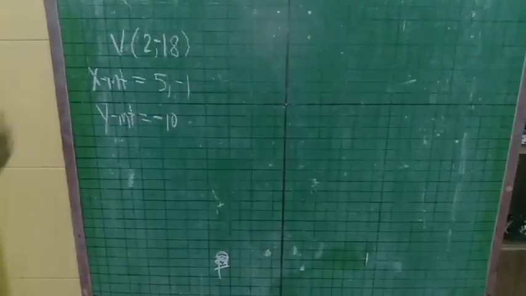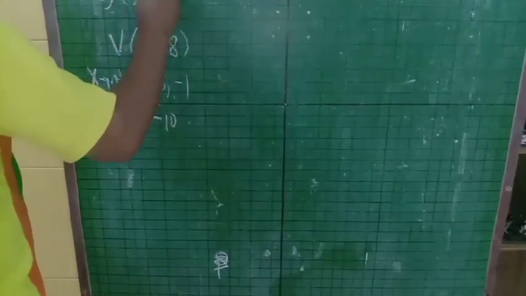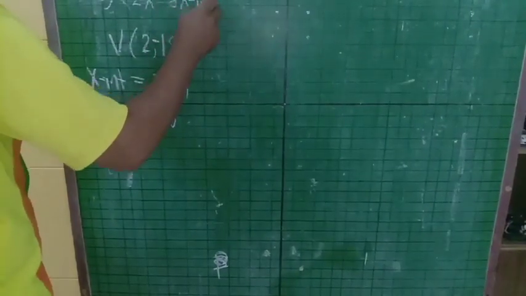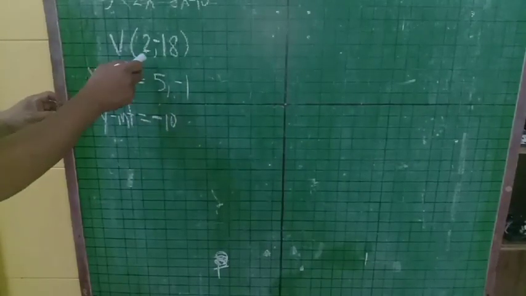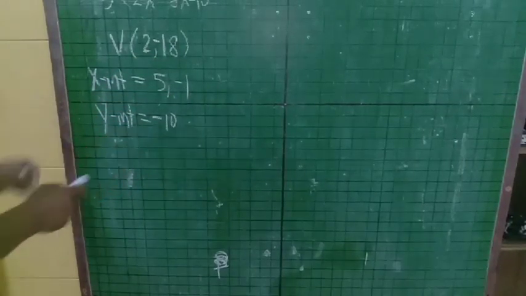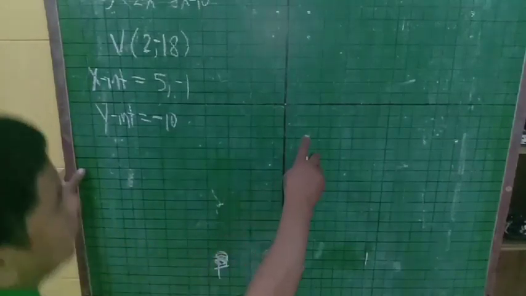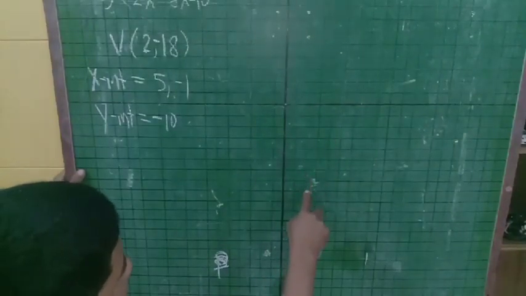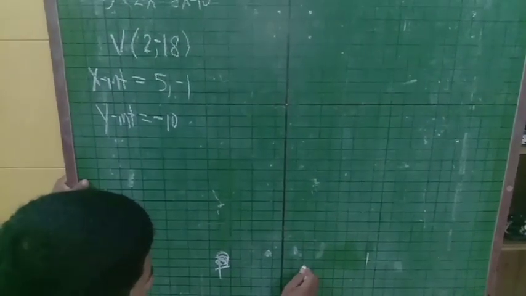Okay, graph na natin yung function na y equals 2x squared minus 8x minus 10. So, i-graph natin yan. Ano yung nakuha nating vertex kanina? So, ang vertex natin is 2 and negative 18. X-intercept, 5 and negative 1. Y-intercept is negative 10. So, kunin muna natin ang vertex. 2 and negative 18. So, 1, 2, 1, 2, 3, 4, 5, 6, 7, 8, 9, 10, 11, 12, 13, 14. So, this is our vertex.